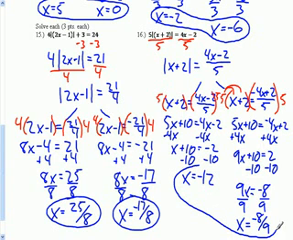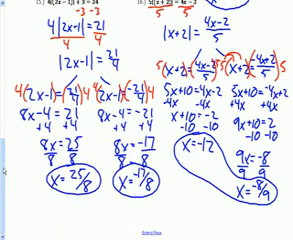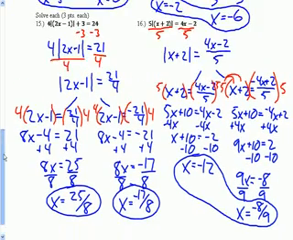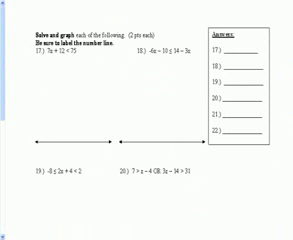Okay? So my two solutions here are negative 12 and a negative 8/9. And once again, you can plug those things back in, check to make sure they work. All right? But you got to isolate the absolute value before we split it up into two equations. So isolate the absolute value, split it into two equations, and solve.